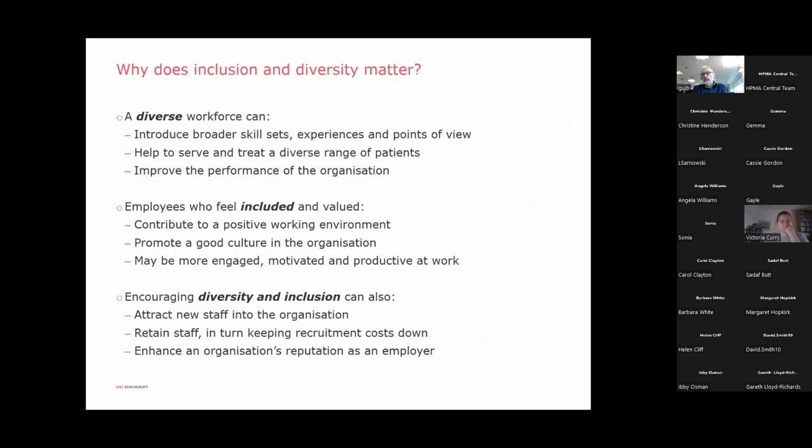A diverse workforce is important because it introduces a broader skill set into the workplace, different experiences and points of view of different people from different backgrounds.